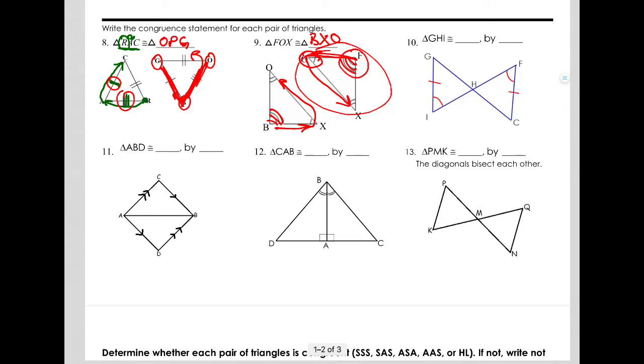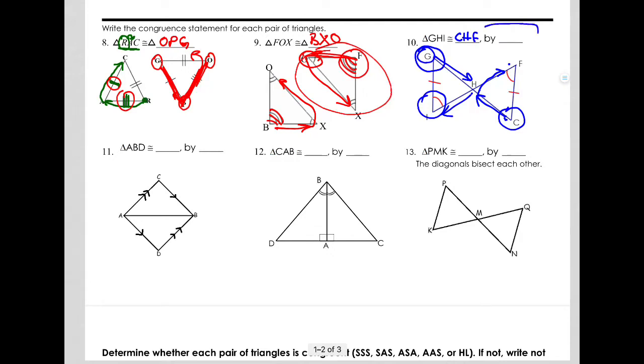Alright, the next one, GHI. So starting at G, going to H, so going to the middle, and then going to I. So notice we're ending at the marked angle. We're starting at the blank angle. So starting at the blank angle would be C, going to the middle, and then ending at the marked angle. So C, H, F.